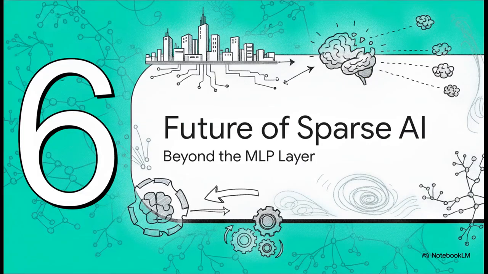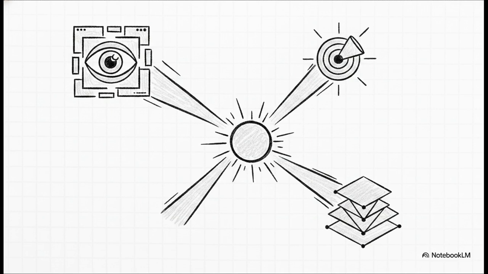And finally, Section 6, the future of sparse AI, beyond the feed-forward layer. So traditionally, MoE was safely confined to the feed-forward, or MLP, layers of a transformer. But now, it's breaking out into the rest of the architecture. We're now seeing mixture of attention, or MoA, where the attention heads themselves are routed to specific experts.